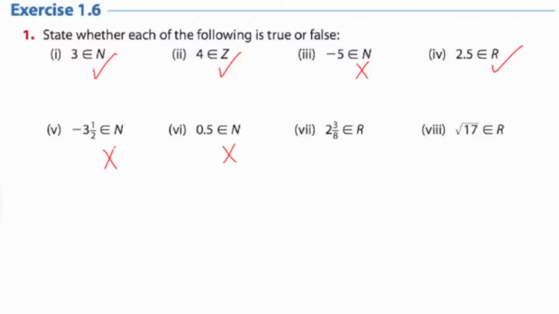Is 0.5 a natural number? It's not, because it's not a whole number. Is 2 3/8 real? It is. And is root 7 real? It is.